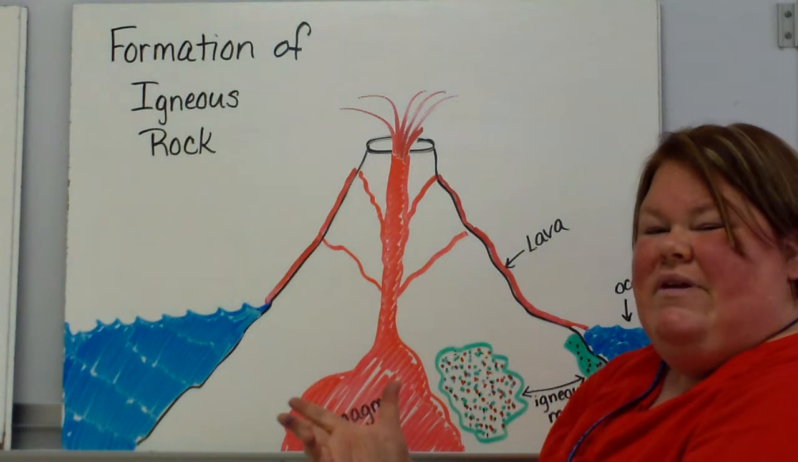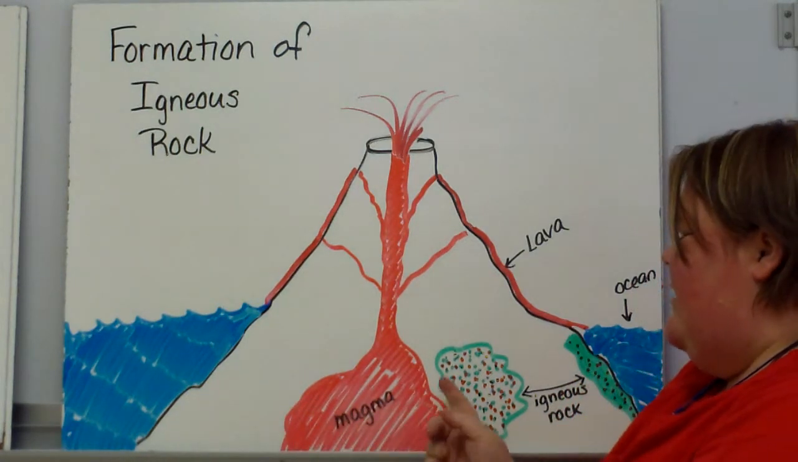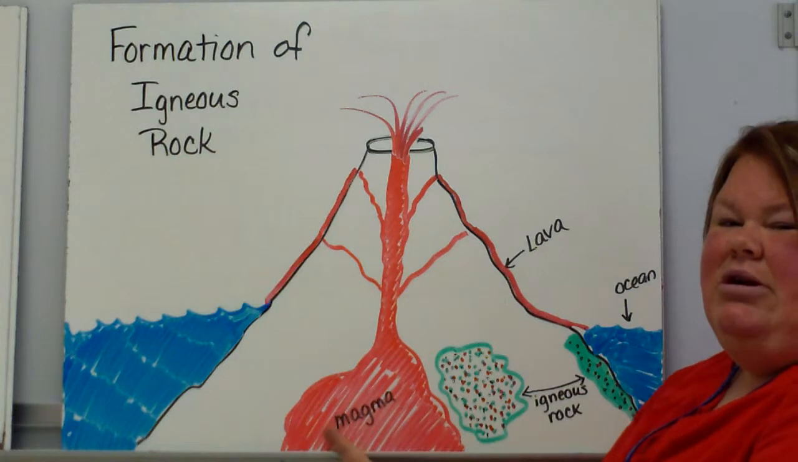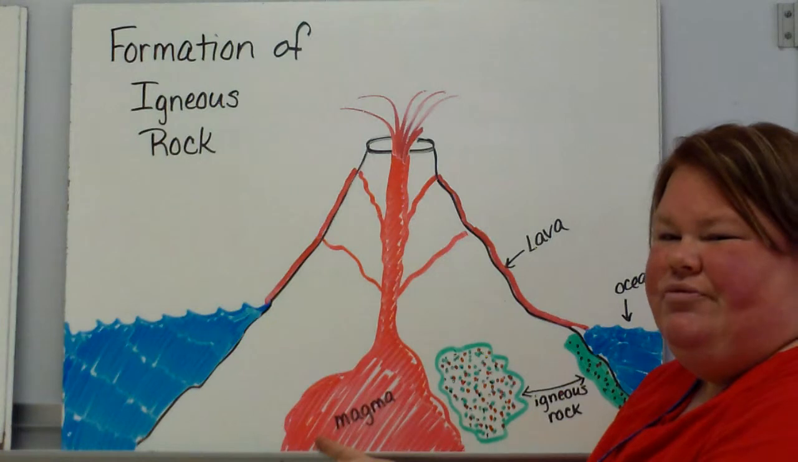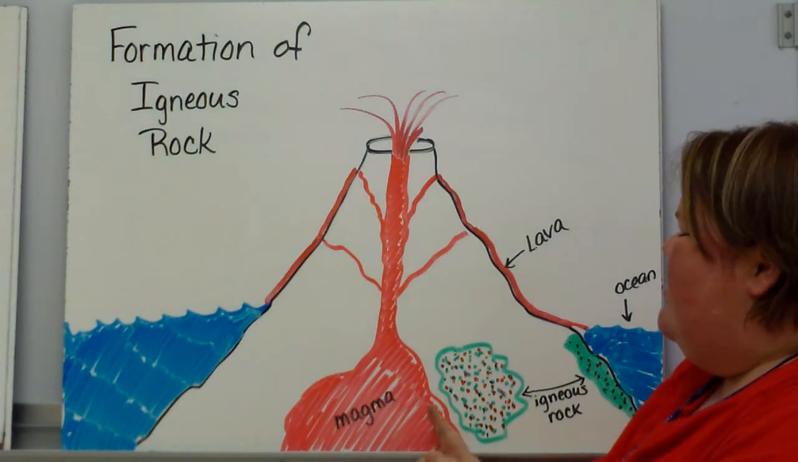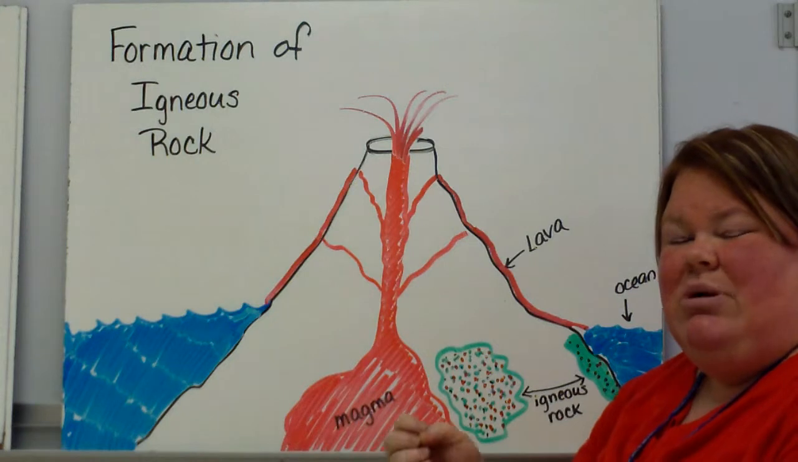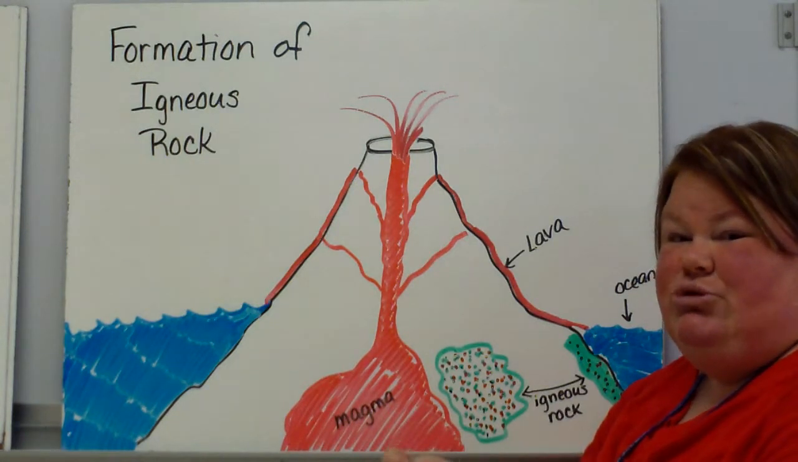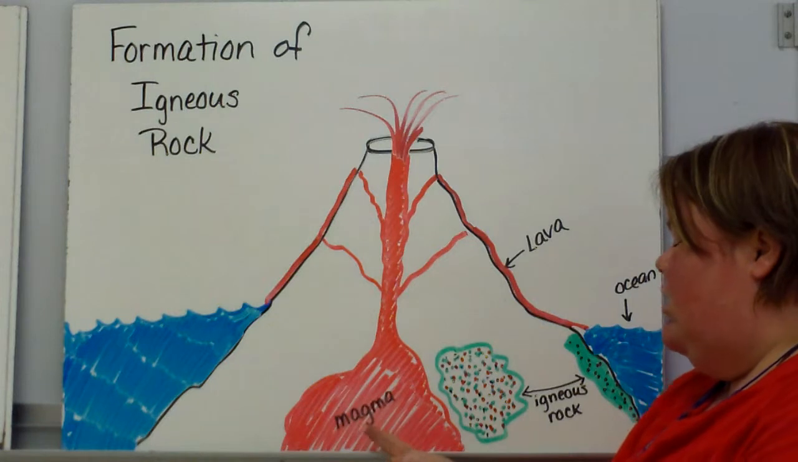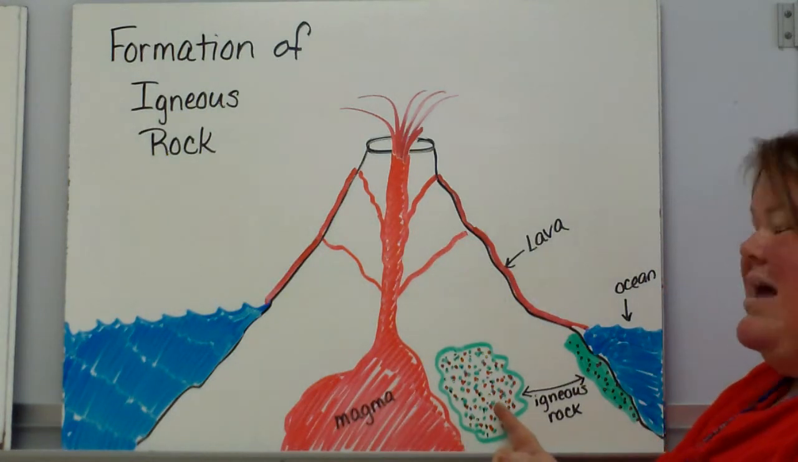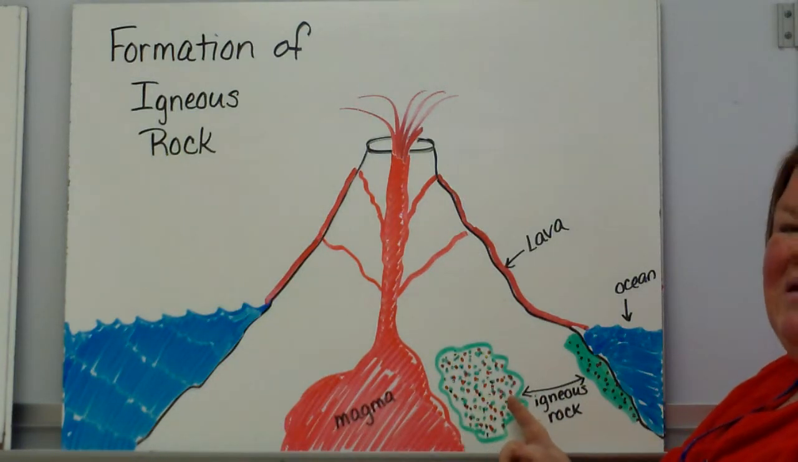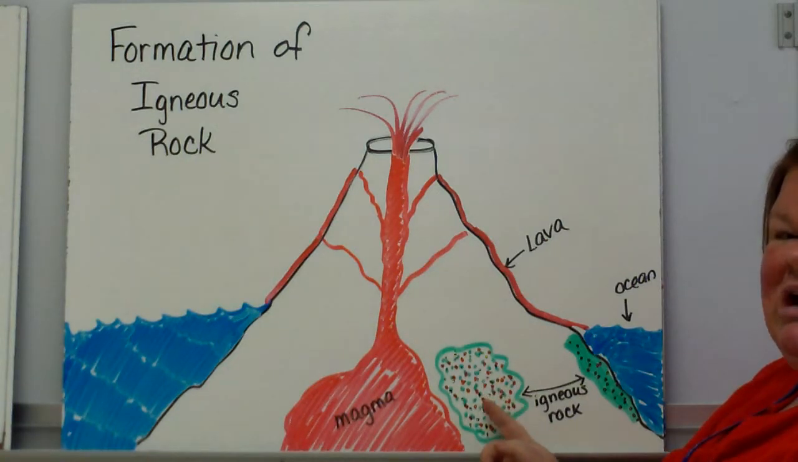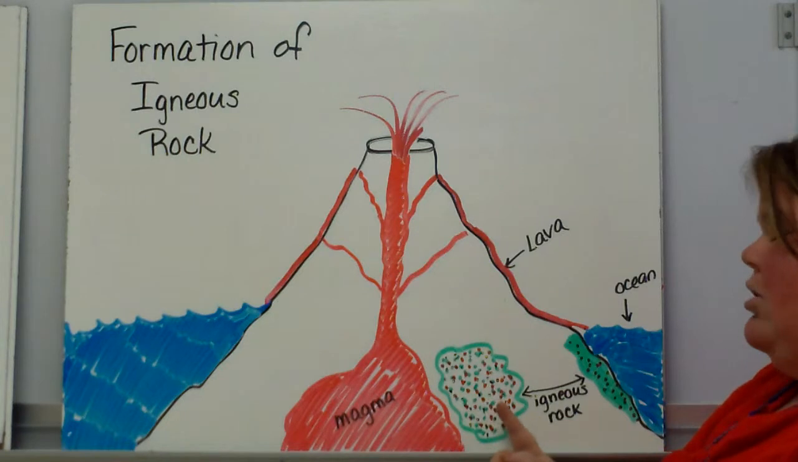So for the formation of igneous rock, what happens is we have magma that is deep inside the Earth's crust, usually inside of a volcano or under the ocean floor. Magma is actually melted rock. It's rock that's so hot that it actually turns into a liquid. When that magma cools off, we have igneous rock that forms. So it cools and then it hardens back into a solid. Just like water will freeze and harden into ice, magma can cool and harden into rock.